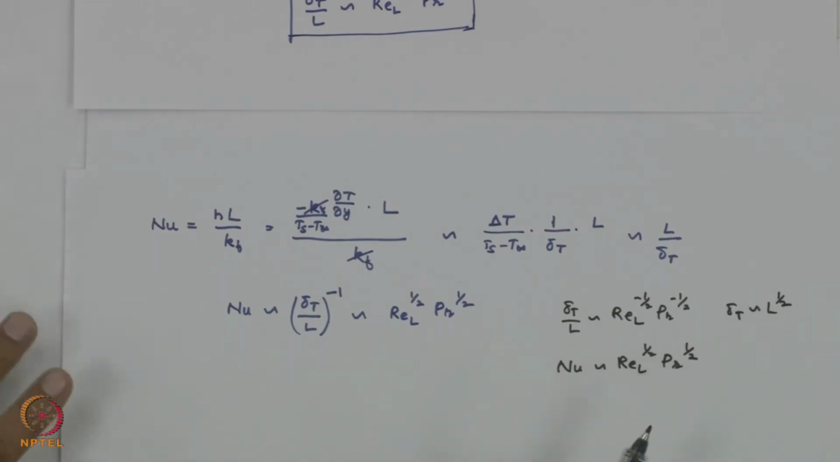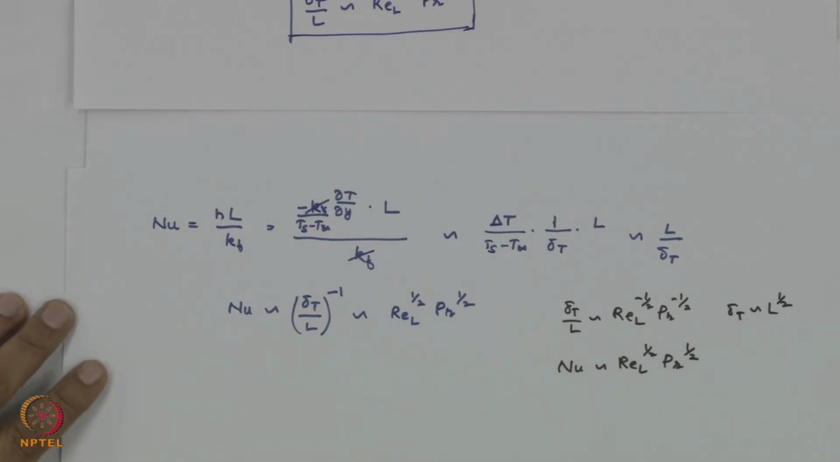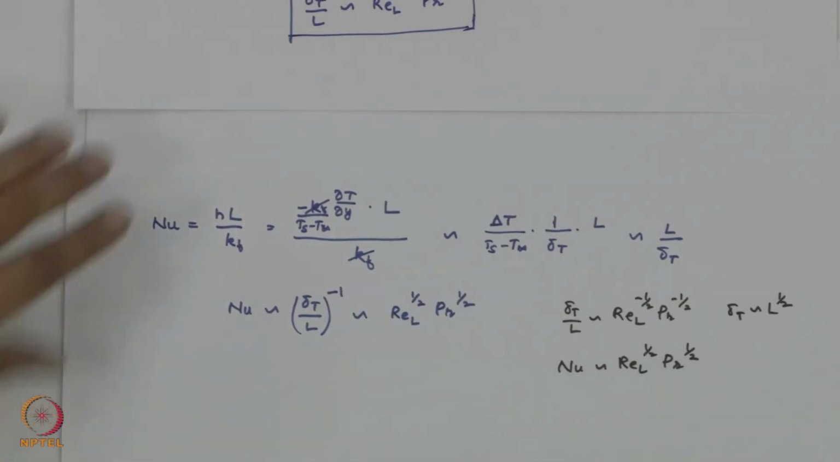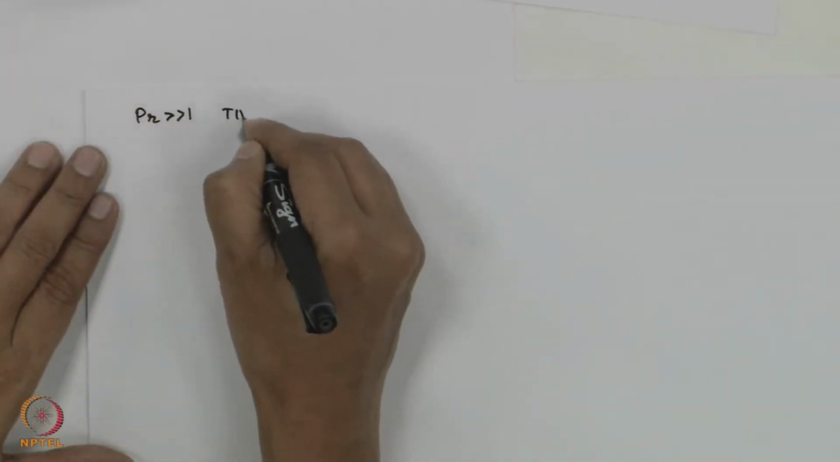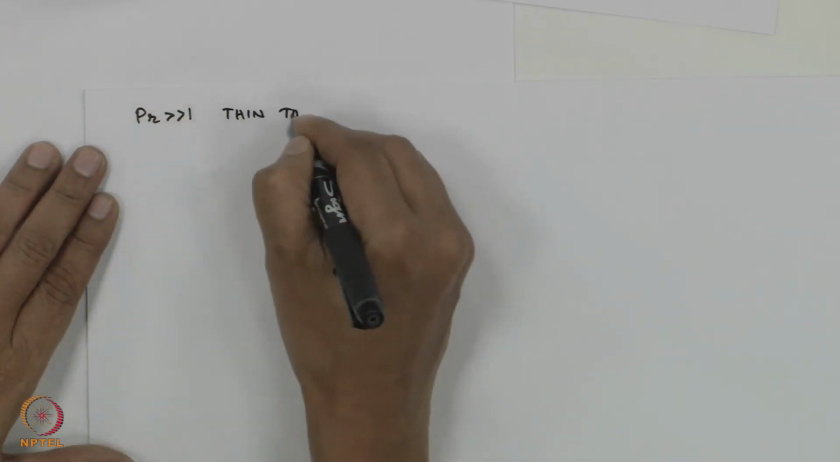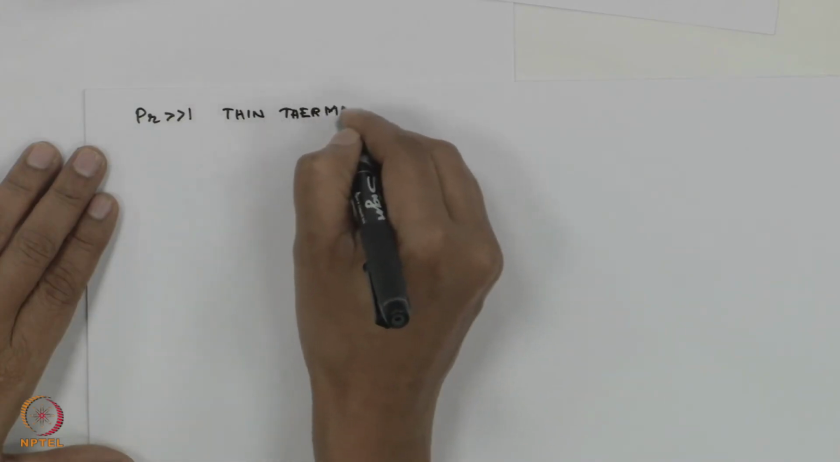Okay. So in the next case, what we are supposed to do is take up Prandtl number greater than 1. That is what we call a thin thermal boundary layer.